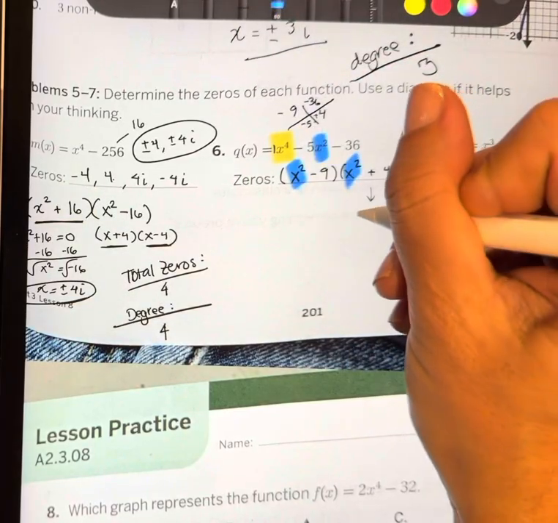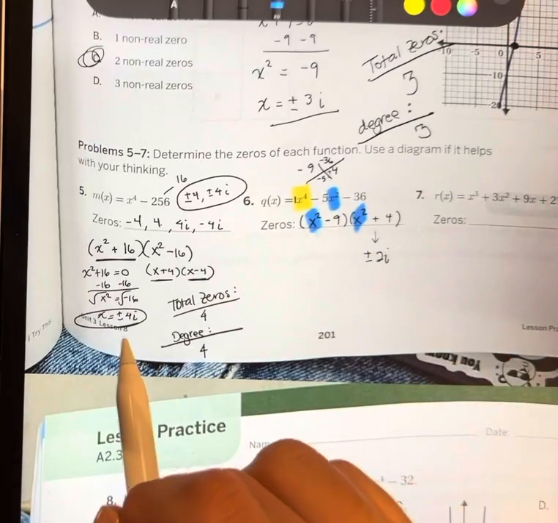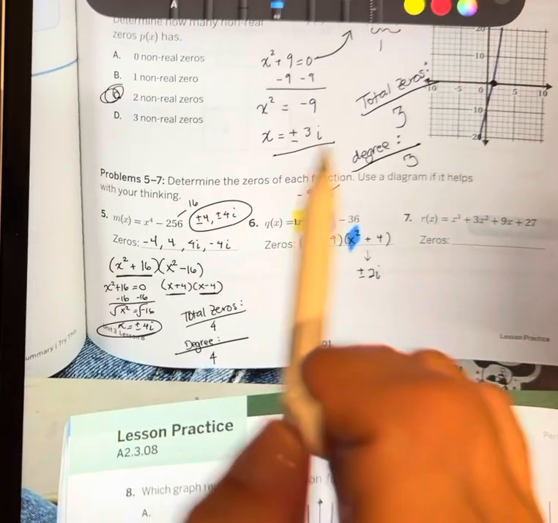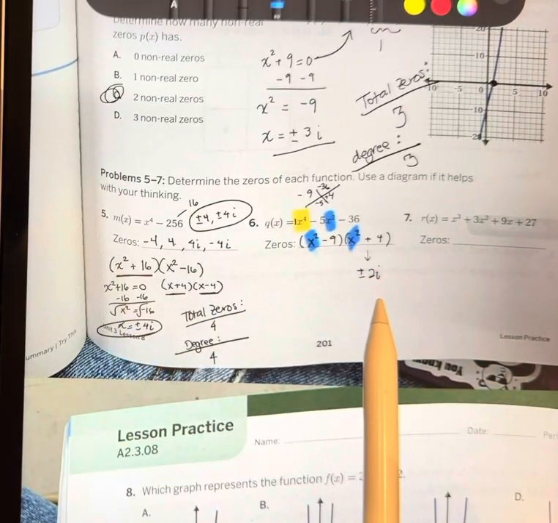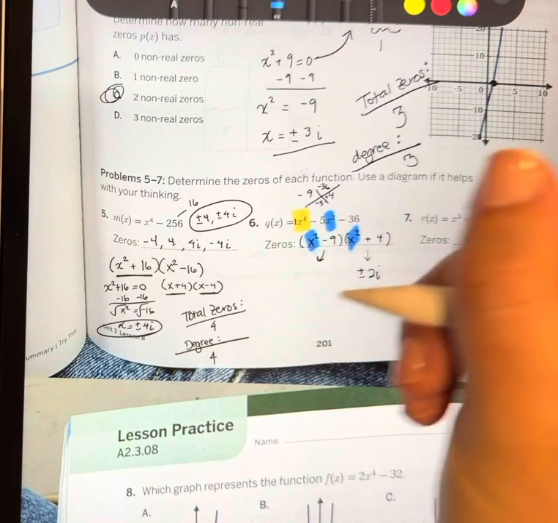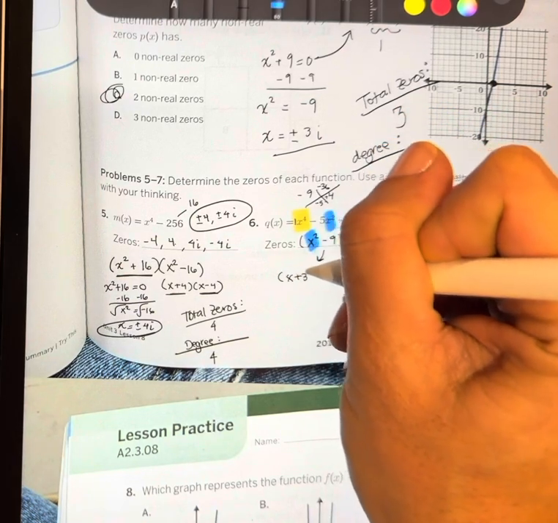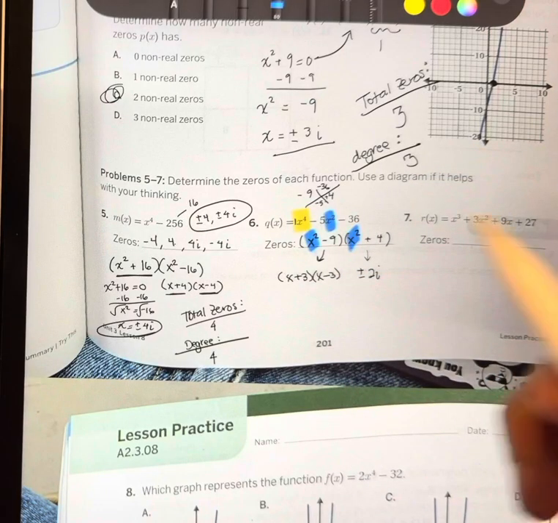So now I have plus or minus 2i here, solved very similarly to how I solved this one and this one. So I'm not going to work this out. I want you to be able to do it on your own. And then this one factors into x plus 3 and x minus 3. So here I am. Oh, shoot.